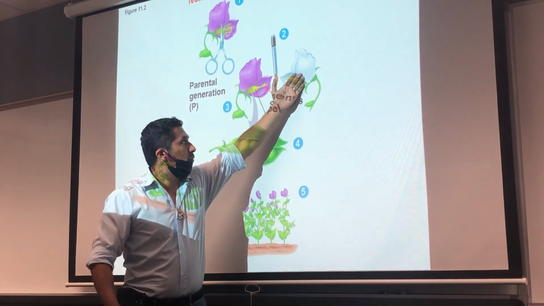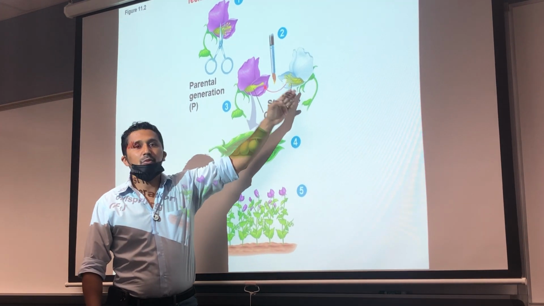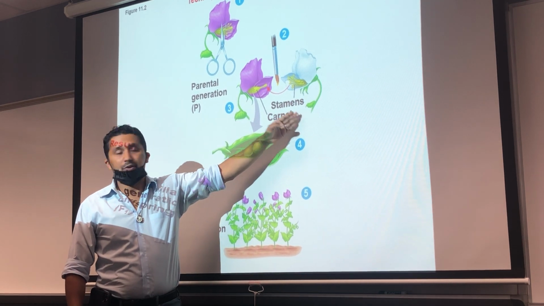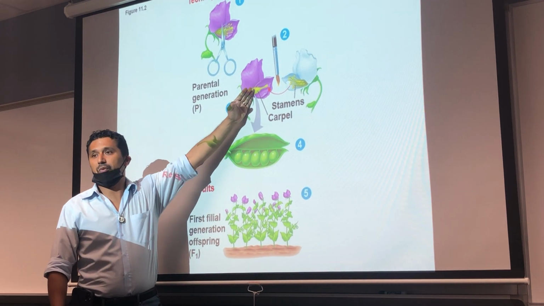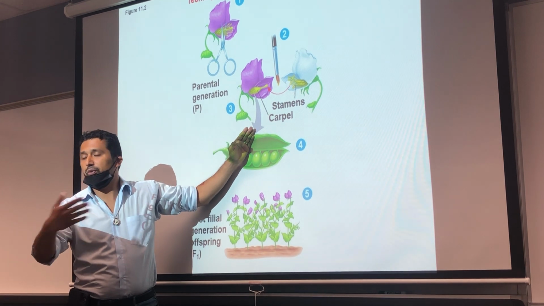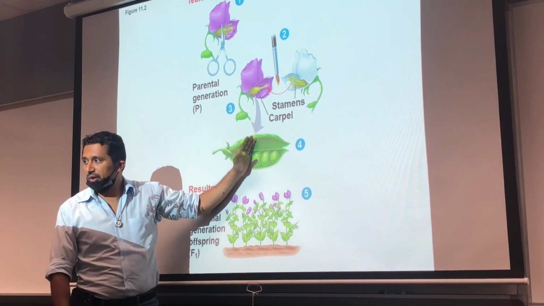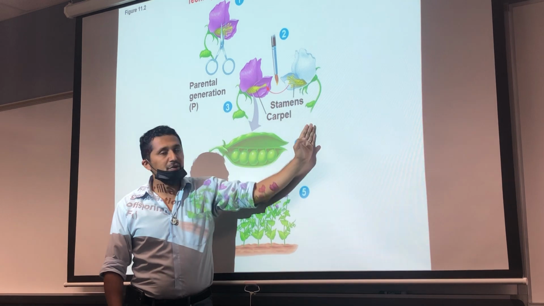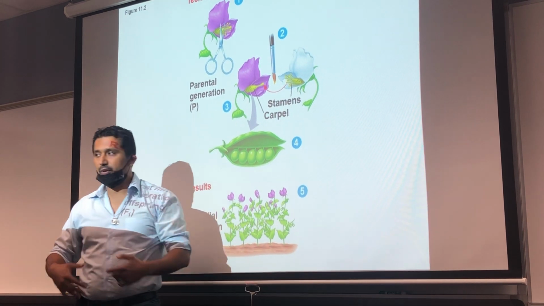So, if you self-pollinate these white flowers, they will not be able to give rise to purple flowers. If you self-pollinate these purple flowers, they will not be able to give rise to white color. They can only give rise to purple, and they can only give rise to white. They are true breeding, they are homozygous.